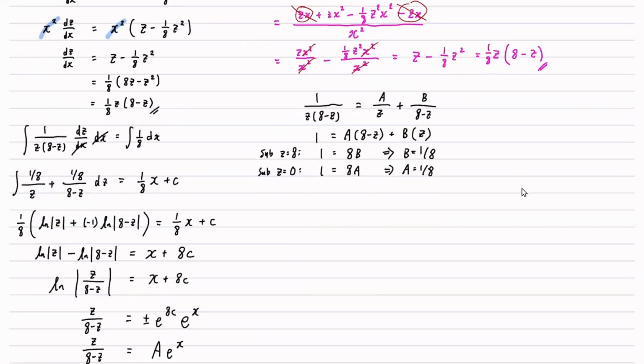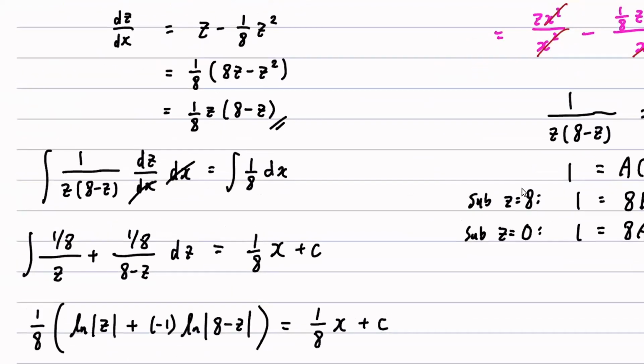Okay, carrying on, now we have dz by dx equals 1 over 8z times 8 minus z. We want to solve for z. How? Separable or normal? This one is separable, definitely. The whole point of differential equations is to test you on separable. Guaranteed in A levels we'll have one question come out on differential equations. It's usually separable. So you have to divide over.